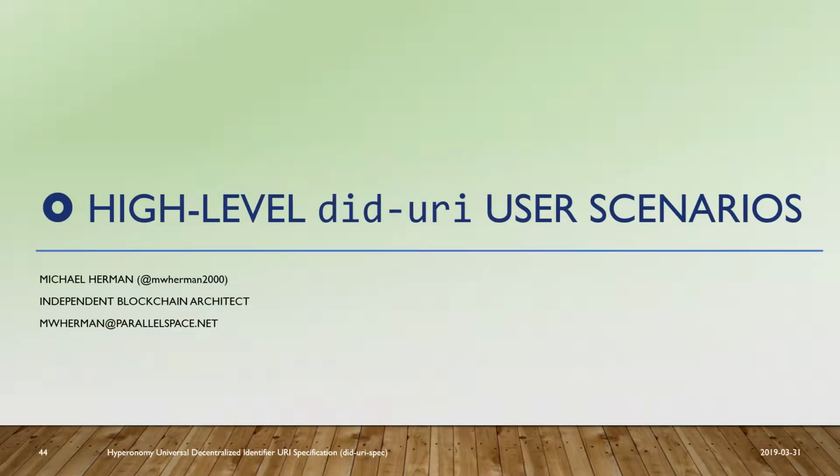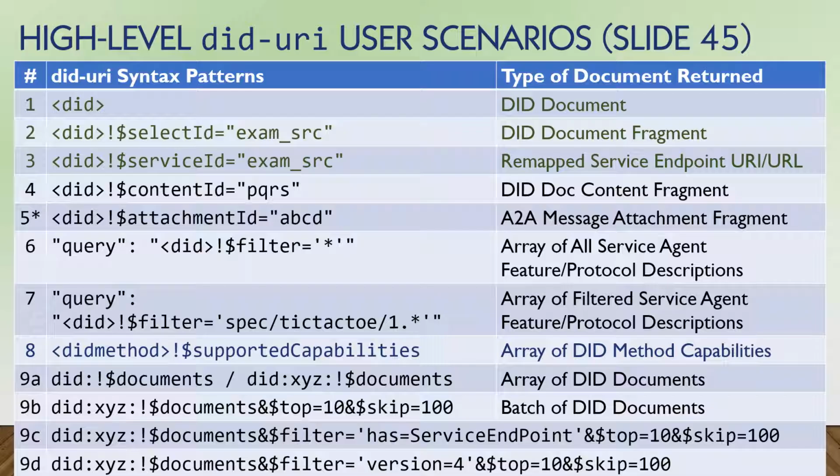From those high-level user scenarios, we're going to deduce the high-level DID URL user scenarios. So here we've got about 19 currently. And so we see, for example, number 1, a DID is going to resolve to a DID document. That's simple.